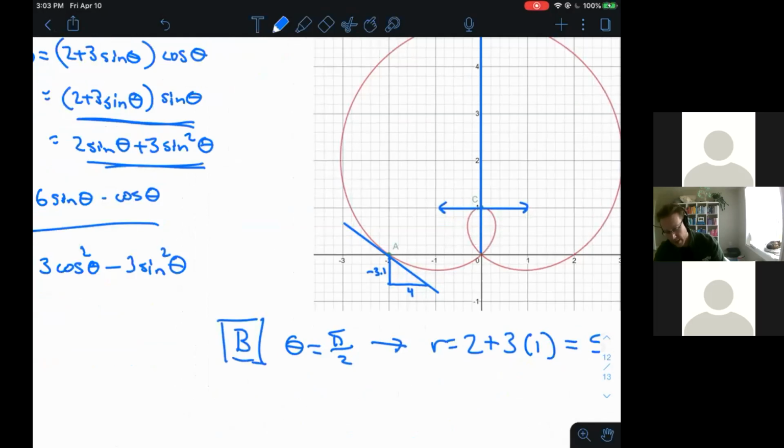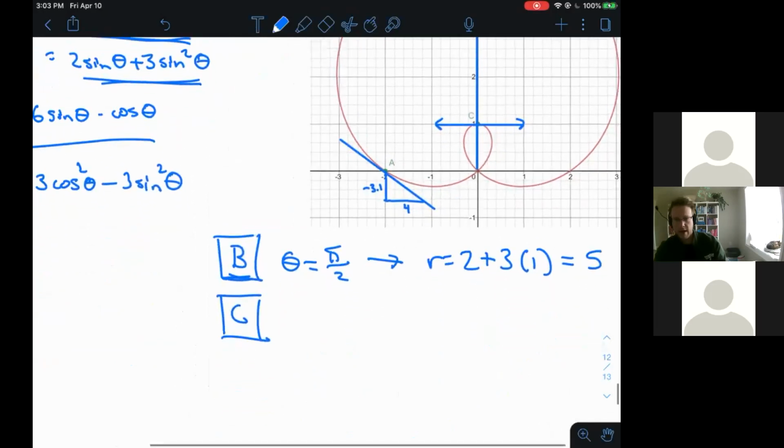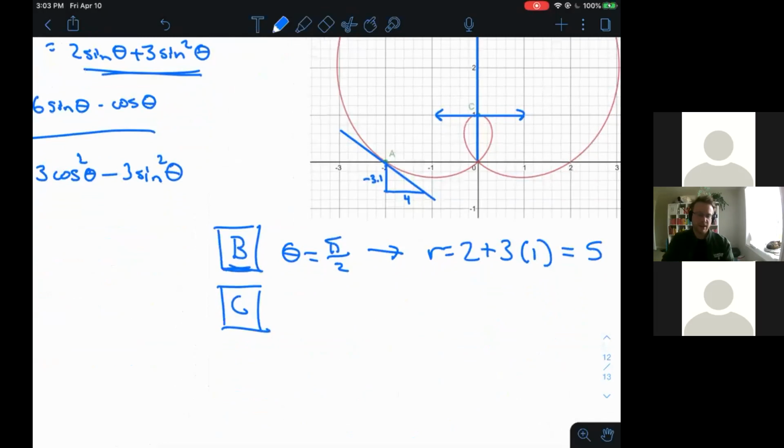So how do we get C then, is my question. And I'll wait for an answer in chat. If someone can give it to me, please. How would we get C? What theta should I plug in order to get the C point, right? When do we hit that?